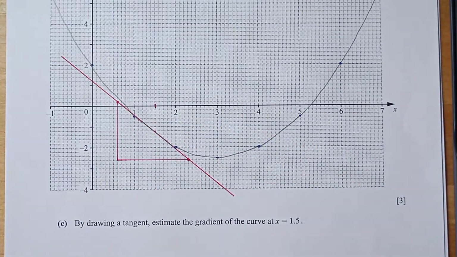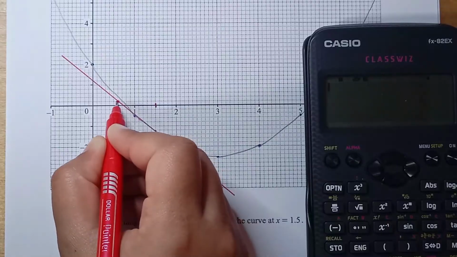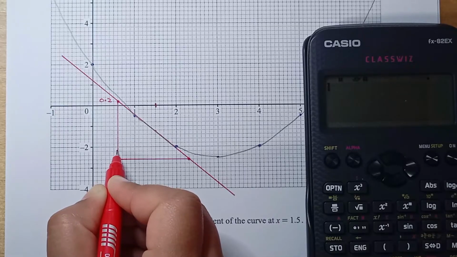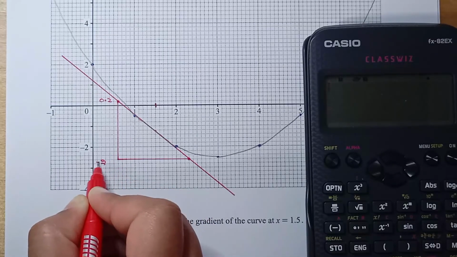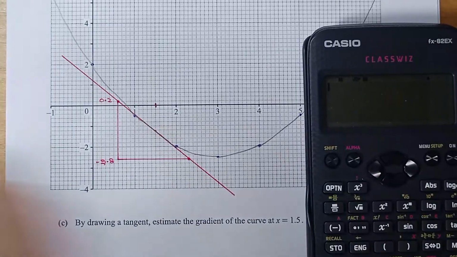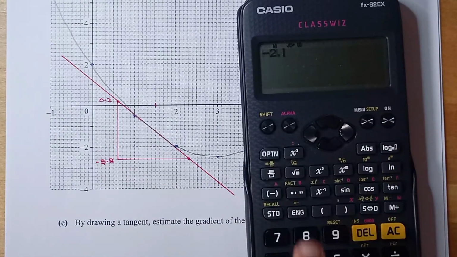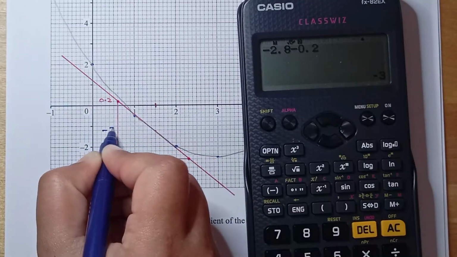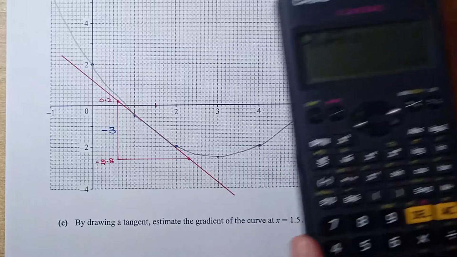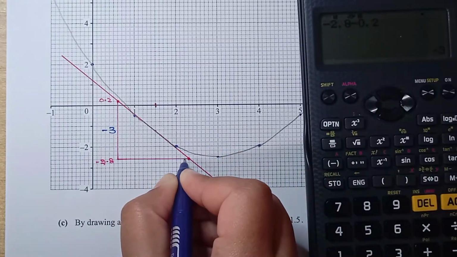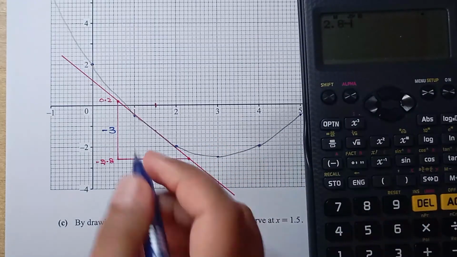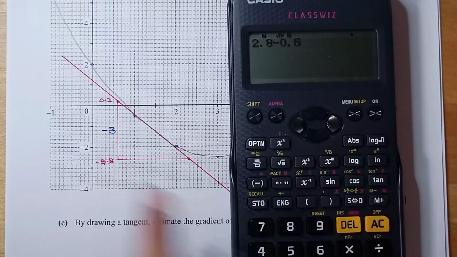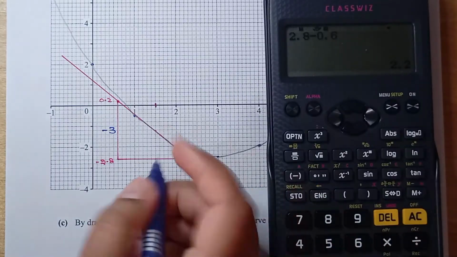Now let me find out the gradient. So this point is 0.2, and we have 2, 4, 6, 8. We have negative 0.8. So what is the difference between the terms? Negative 0.8 and negative 0.2. This is negative 3. And let me find this difference. So we have 2, 4, 6, 8. 2.8 subtract this point, 0.6. So this is 2.2.